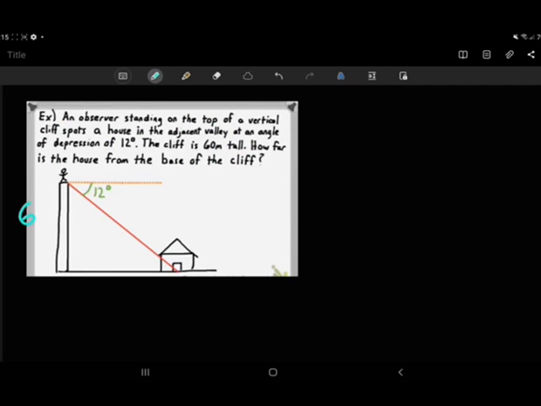Alright, now we are also told that the cliff is 60 meters tall. So I label that there, and label the distance x. Total degrees is 90 degrees. 90 minus 12 equal to 78 degrees. So this angle is 78 degrees.